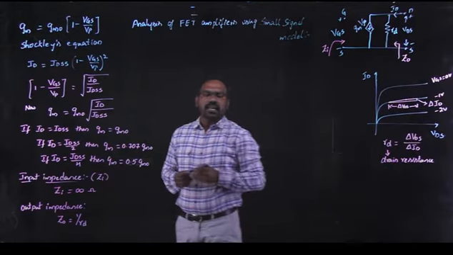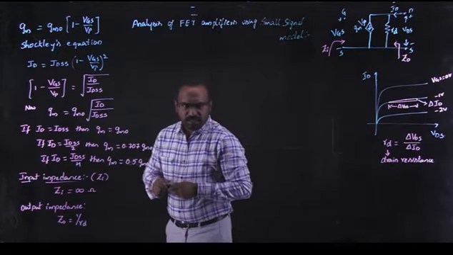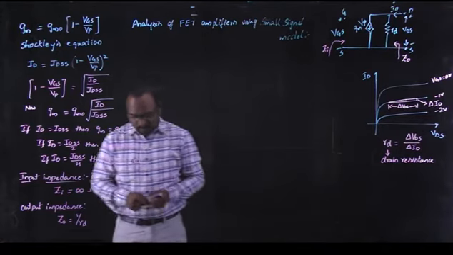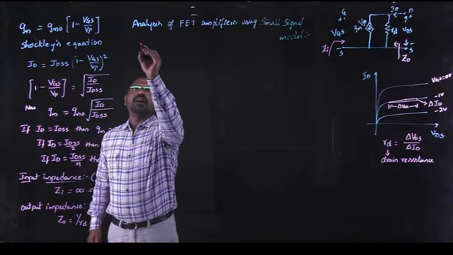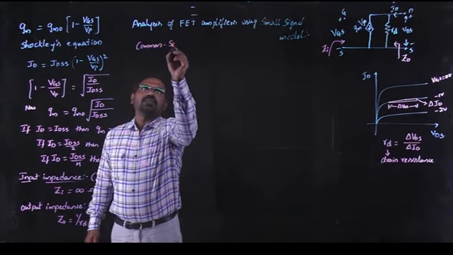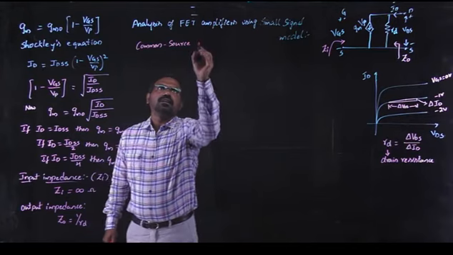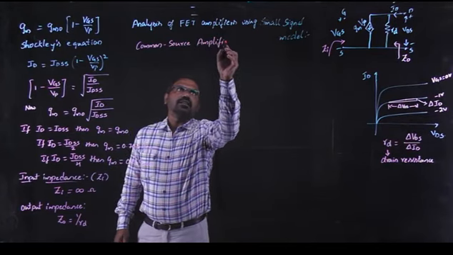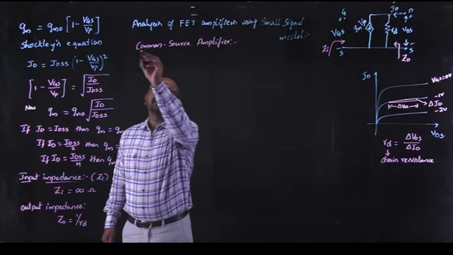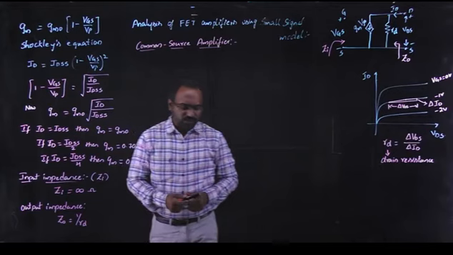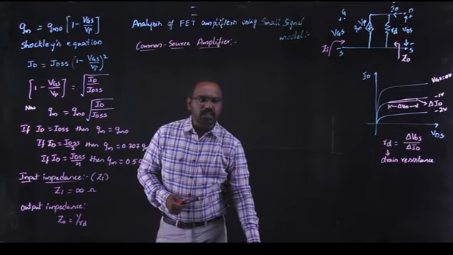Here I am analyzing for common source, common drain as well as common gate. So first I am going to analyze it for common source amplifier. And for the common source amplifier I am using a fixed bias circuit. Right? So I am going to discuss it.